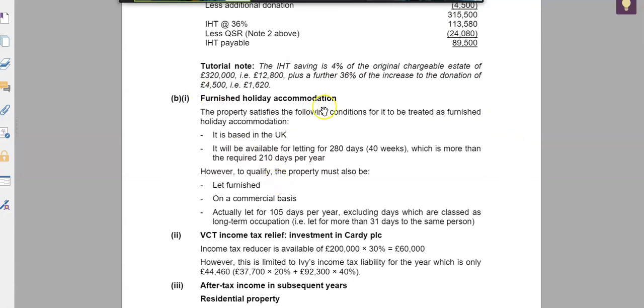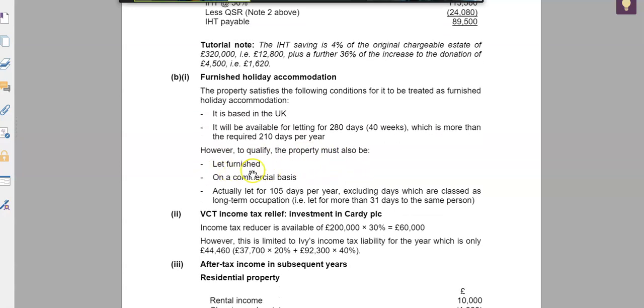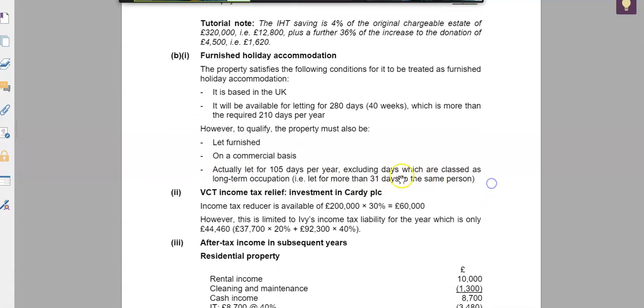Okay, the furnished holiday letting part. So the property satisfies the condition for it to be treated as furnished holiday letting accommodation if it is based in the UK, available for letting for 210 days a year. So it was available for rental for 280 days. You wrote 281, so that's fine. However, to qualify, the property must also be let furnished on a commercial basis, actually let for 105 days, excluding days which are classed as long-term occupation, that is 31 days to the same person. You actually wrote 30 days. Actually, it is a continuous period of 31 days. Okay. So this is B1 as well. Are we clear so far?